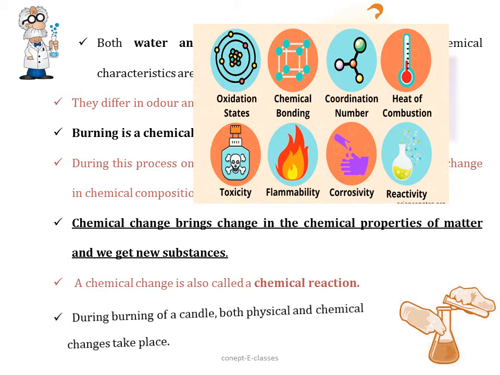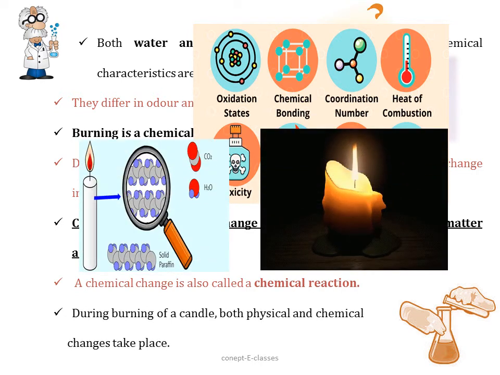Let's take another example. During the burning of a candle, both physical and chemical changes take place. Why do we say that? When a candle is burned, the wax melts from solid to liquid, and here no new substance is formed, and hence it is a physical change. And we can reverse it back, right? From this liquid we could change it back to solid as well. So this is a physical change.